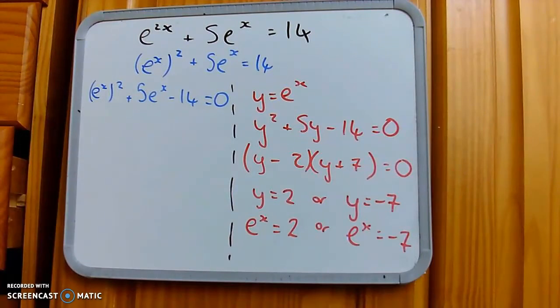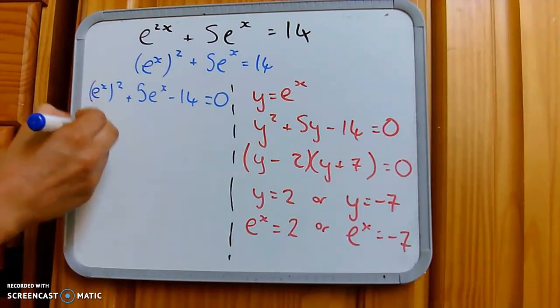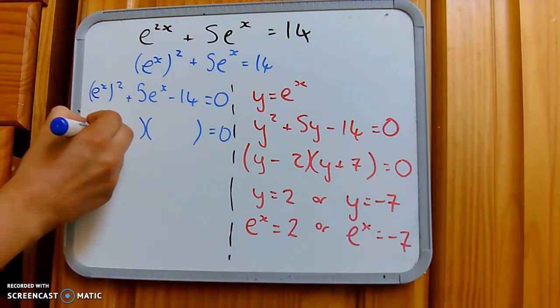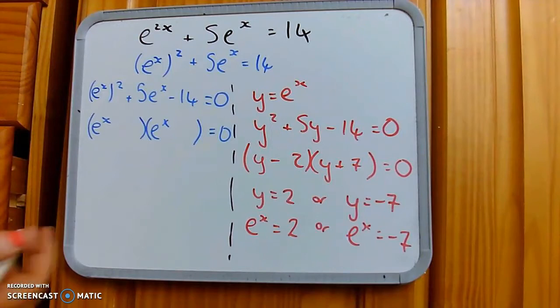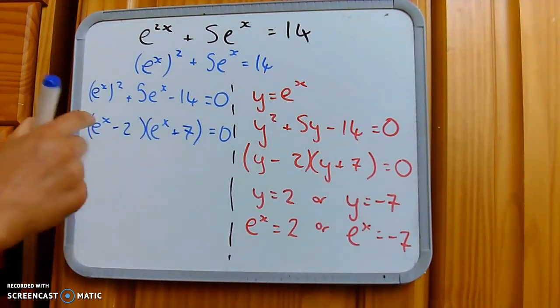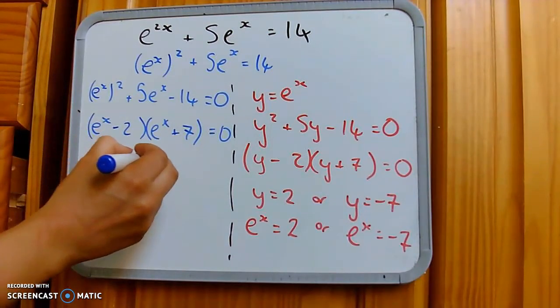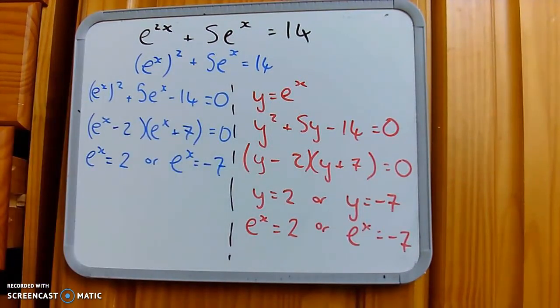Okay, so if we go back to this side, the variable, rather than y, is just e to the x. So what we do is, like we practiced with that 5 to the power of x example, I just put my e to the power of x in my brackets. I then consider the plus 5 and the minus 14, and I get that minus 2 and plus 7. Okay, so setting this bracket equal to 0, I get e to the power of x is 2, or e to the power of x is minus 7. Yeah, now, either way you do it will get you the same marks. It's up to you, whichever you prefer.